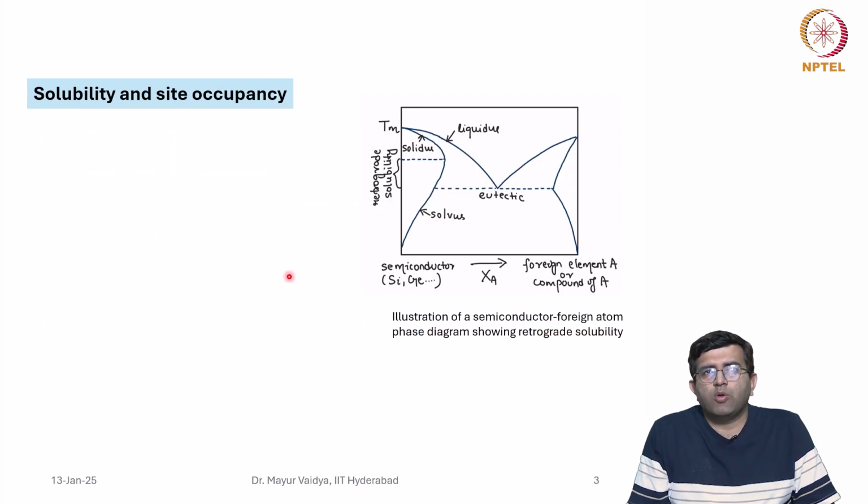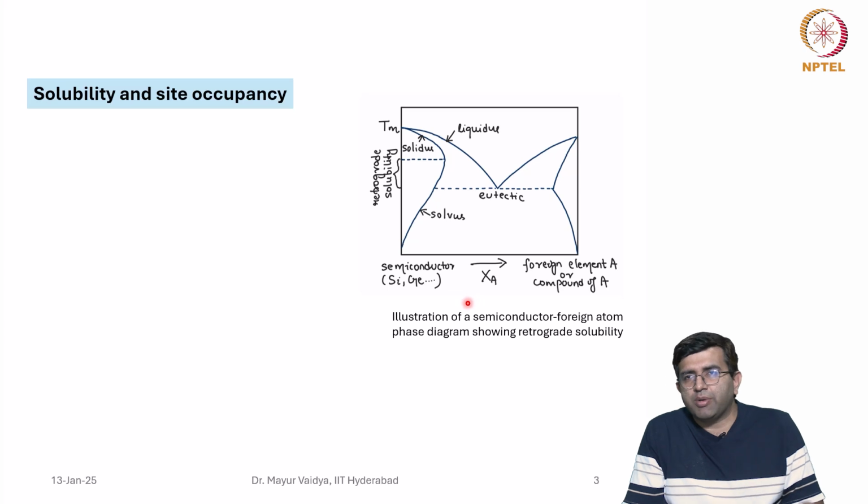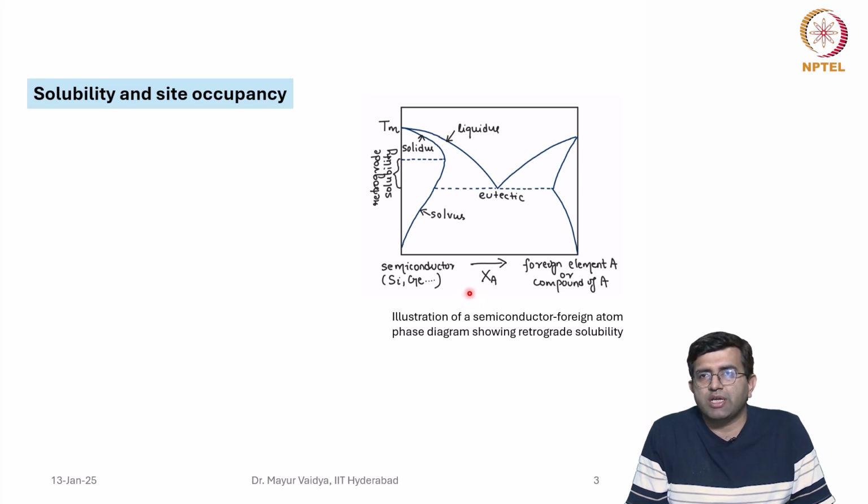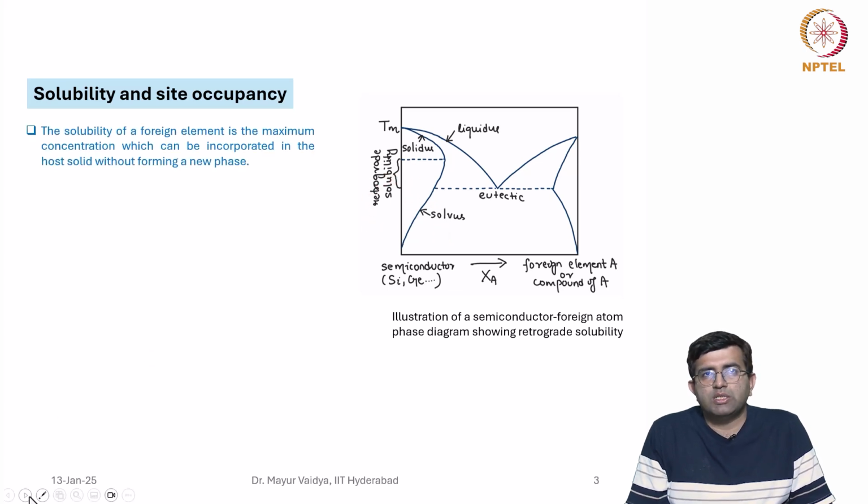A few words about the solubility. Typically in silicon and germanium, if you look at the phase diagram, it is not the same for every element, but a typical foreign atom semiconductor phase diagram looks like this. On the dopant side we rarely go to this area, but you see a normal solubility curve. On the semiconductor side, that is silicon, germanium and so on, what you see is something known as the retrograde solubility. What is this retrograde solubility?